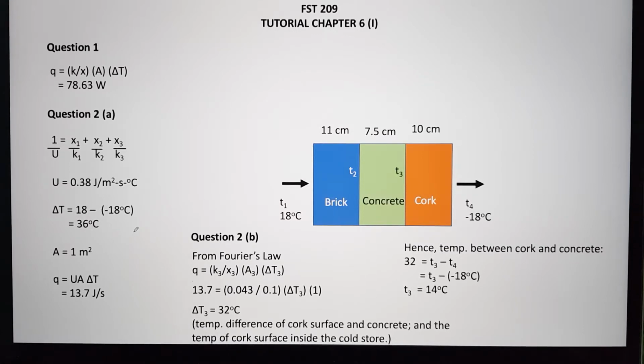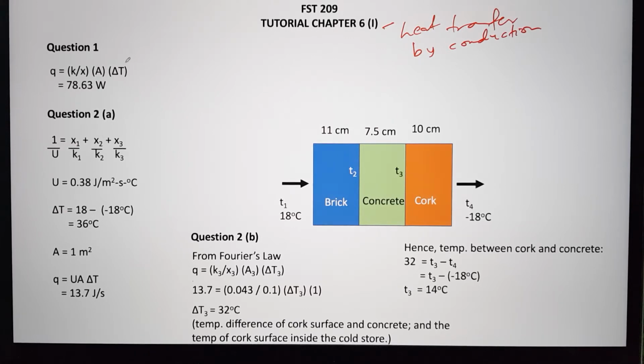For this video, we are going to cover the tutorial of chapter 6, whereby, if I'm not mistaken, we have two tutorials. One is tutorial 6.1, which is basically meant for heat transfer by conduction. And then the second one, tutorial chapter 6 number 2, is meant for heat transfer by convection, whereby it involves liquid flow. Alright, so now let's move on to the first tutorial of chapter 6.